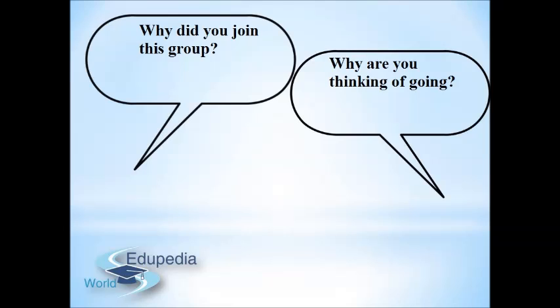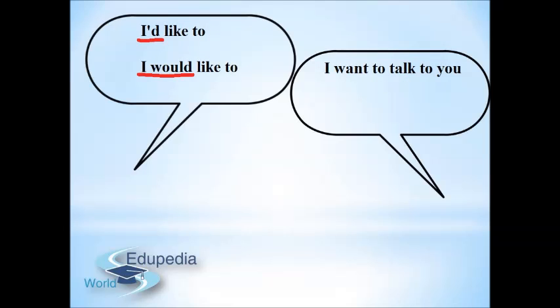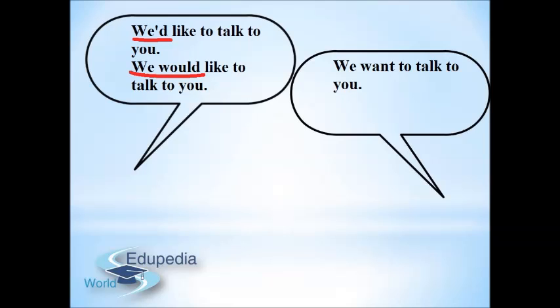If you need to make a request, you can use I'd like to, I want to. I want to is more forceful than I'd like to. I'd like to talk to you, or I want to talk to you. I want to talk to you indicates urgency. I'd is short for I would. We can also say, we'd like to talk to you. We would like to talk to you. But then it's we want to talk to you.